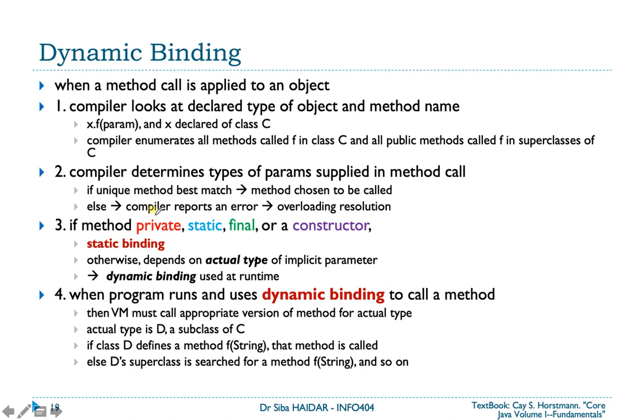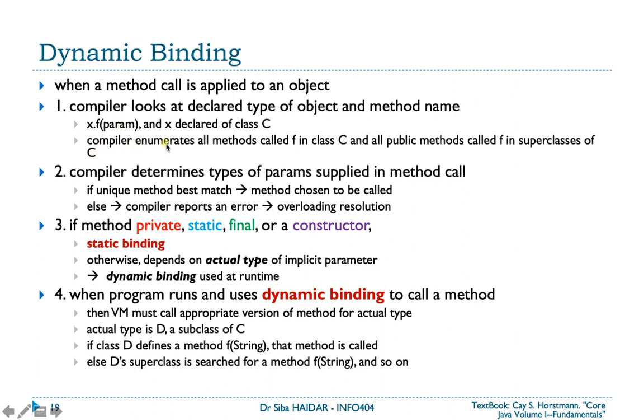So let's now resume and talk about dynamic binding. When a method call is applied to an object, what happens in order? First, the compiler looks at the declared type of the object and method name. He sees the object is x. What is the declared type of x? Suppose it is the class C. Okay. Then he looks. What is the invoked method name? f. Okay.